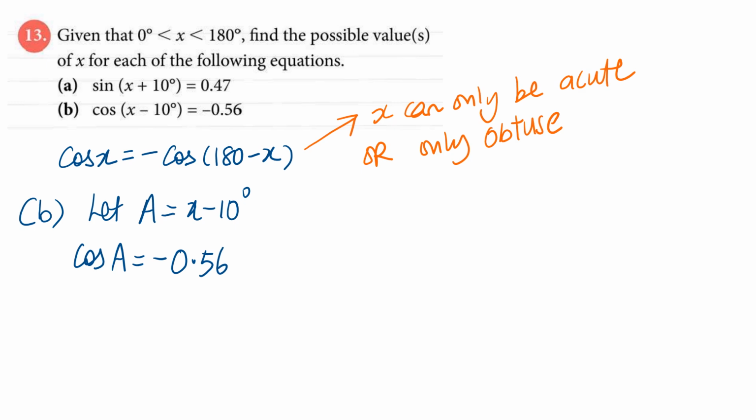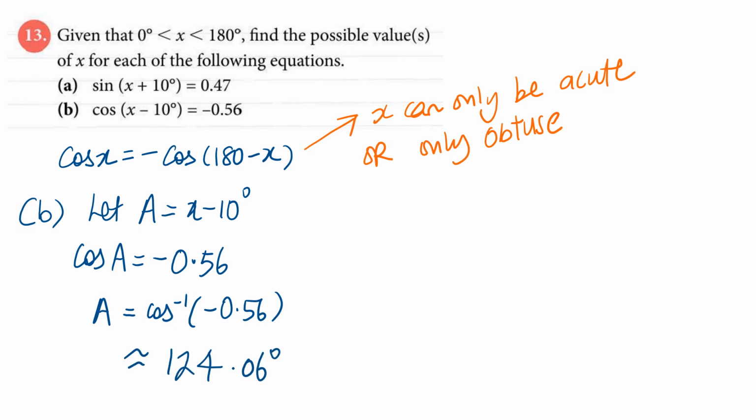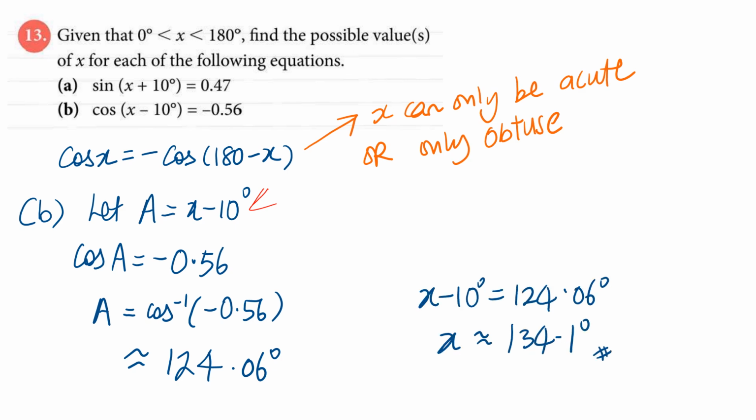All right, and so you get a negative ratio. So therefore, your angle A has to be an obtuse angle. Okay, one angle only. Now we're going to replace your angle A with 124.06 into this to find the value of x. So therefore, x is 134.1 degrees.